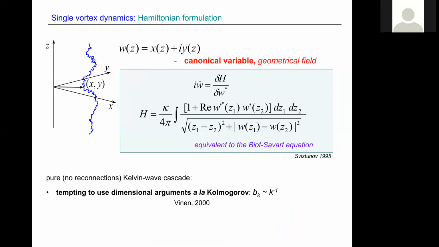So I'll mention this. But at this point, I just want to say that to analyze how the kinetics works out, it's quite tempting to use dimensional arguments. And if you do that, then indeed you get the same spectrum as the one with reconnections, where the wavelength is of the order of the vortex line.